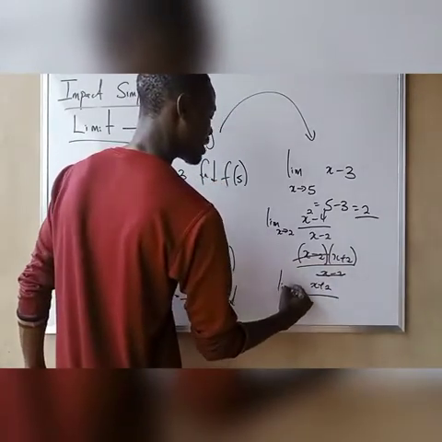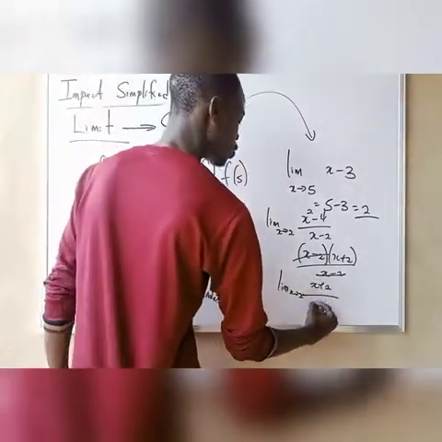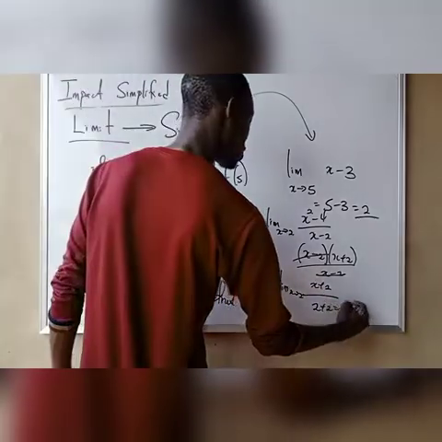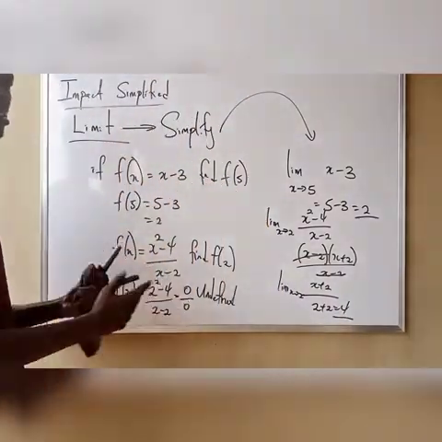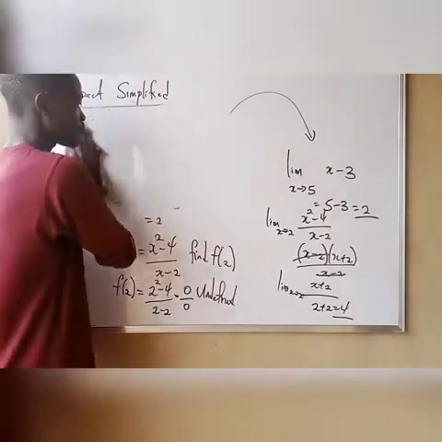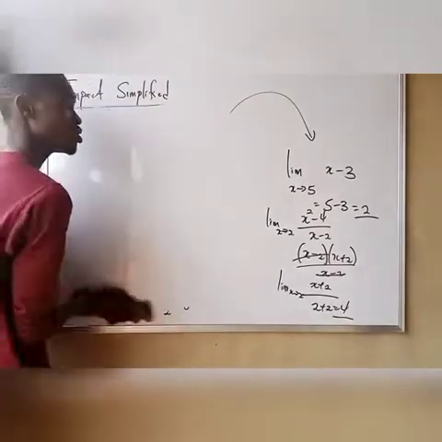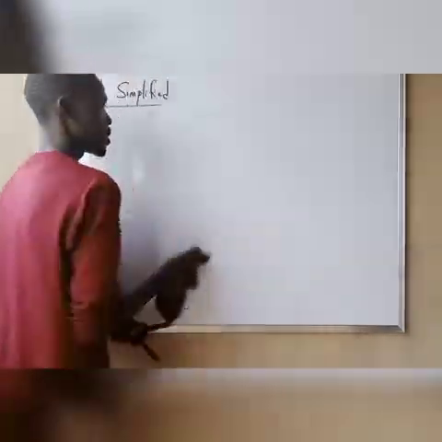Now after simplifying, you are now going to put your x to 2. So put your x to 2. What do we have? 2 plus 2 is equals to what? Is equals to 4. Do we get that? Can we see the difference between limit and normal substitution? Now let's still look at some questions again. Now let's look at this.